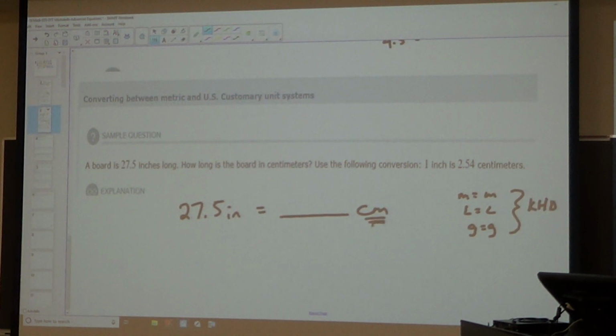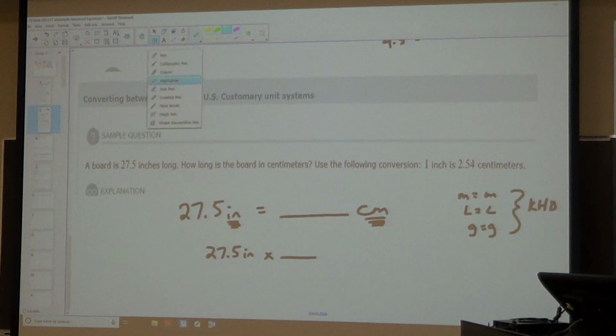Now, this is screaming King Henry, but inches is not some kind of meter, so it's not a King Henry. So now we're doing a something. So it's 27.5 inches times a little something. Now, when you're doing somethings, whatever word is there, you put on the bottom. And whatever word you're trying to find, that goes on the top. So you put your inches on the bottom and your centimeters on the top.